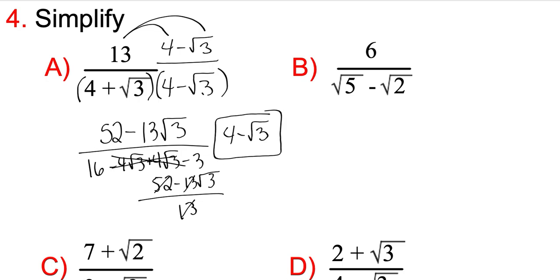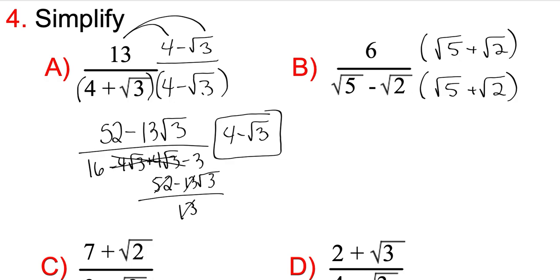So for B, we're going to do something similar. We have this on the bottom, so we're going to have to do the conjugate of that. So square root 5 plus square root 2. Conjugates are just the same numbers, different operator in the middle. And we have to do the same thing on the top.